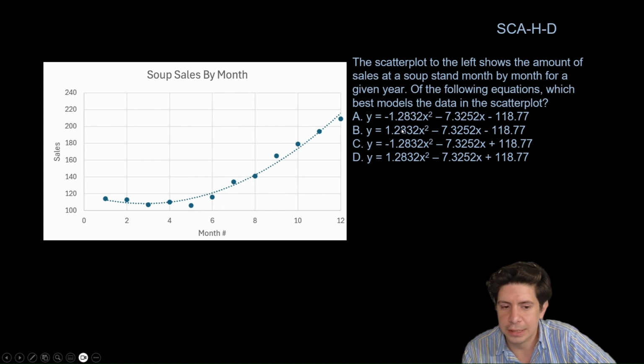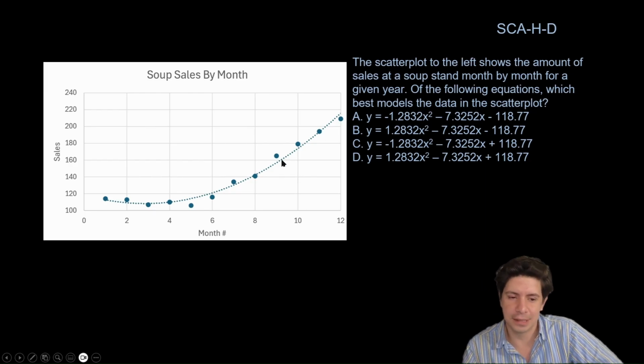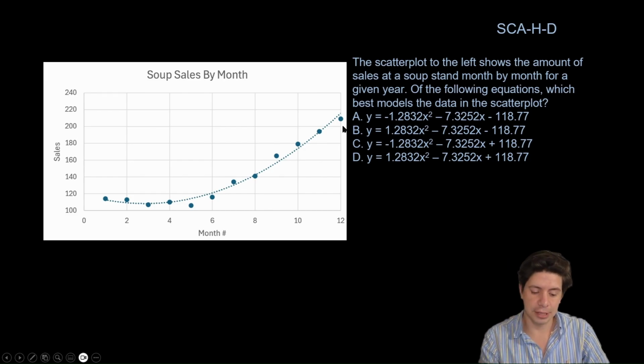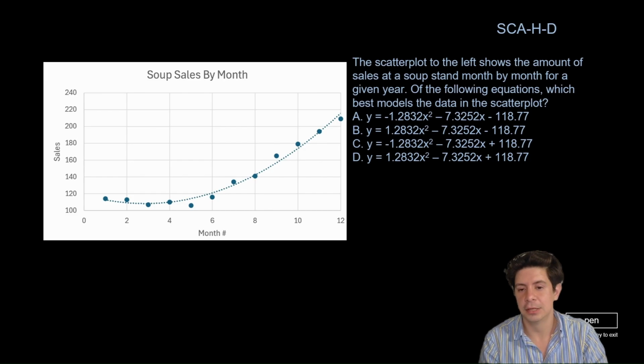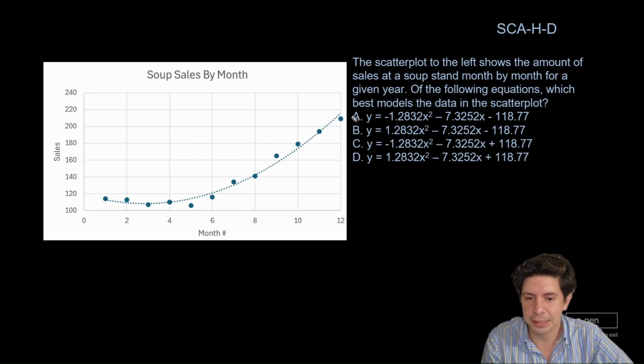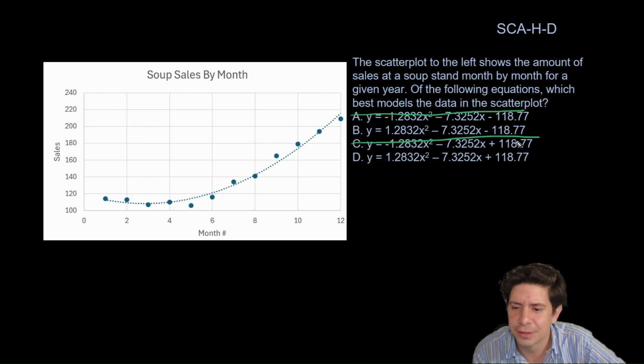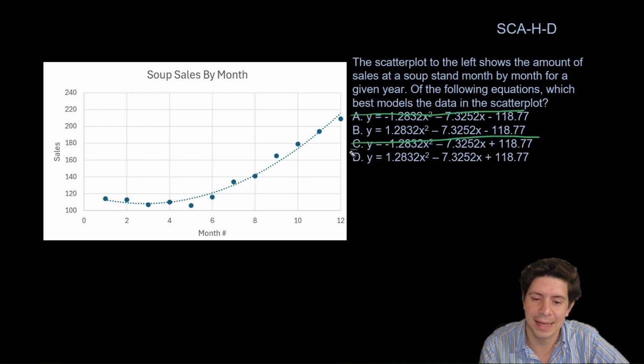We have all these. So first of all, is it negative or positive x squared? It's positive because it's facing up. It's curving up like this, right? So it'd be U-shaped instead of bell-shaped. So we can eliminate A and C. And then, beautiful. What about the y-intercept? It's positive 118, so it has to be D.